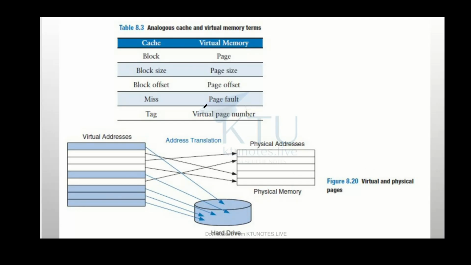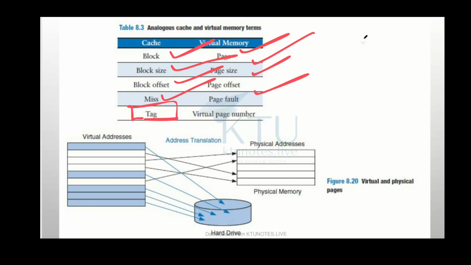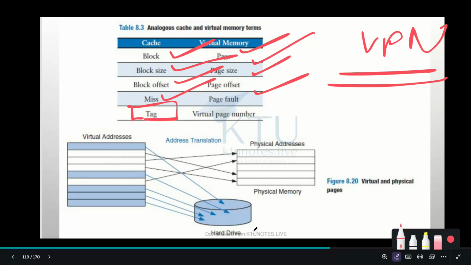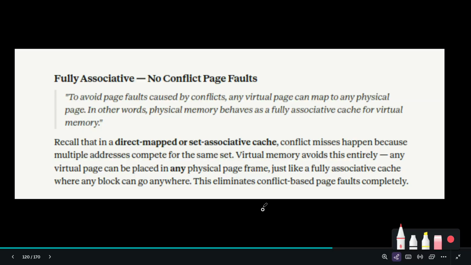So the analogies are: block size is page size, block offset is page offset, miss is page fault, and tag is the virtual page number. The virtual page number is the tag, that you have to understand. Some of the pages of the virtual address space would be present in the physical memory, and some of them would be present in the hard drive. That you have to understand.